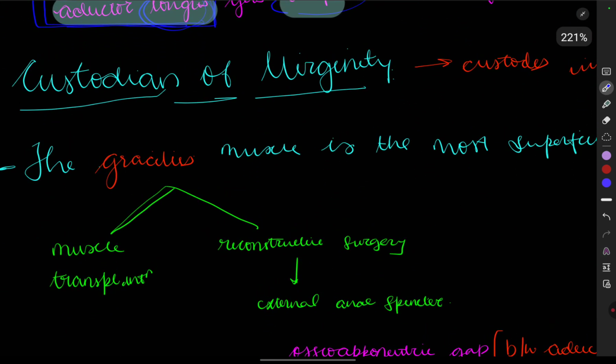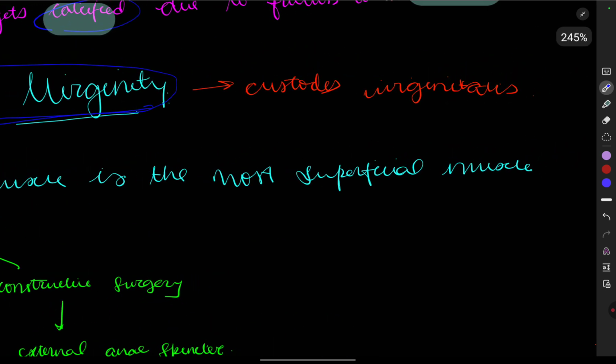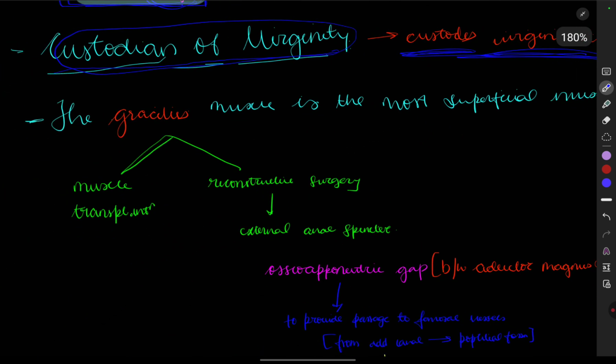And now these muscles, the adductor compartment of the thigh muscles, or the adductor muscles, are called the custodian of virginity muscles. The name is given to these muscles this way. So the custodius virginatis, I don't know how you actually pronounce it, but yes.